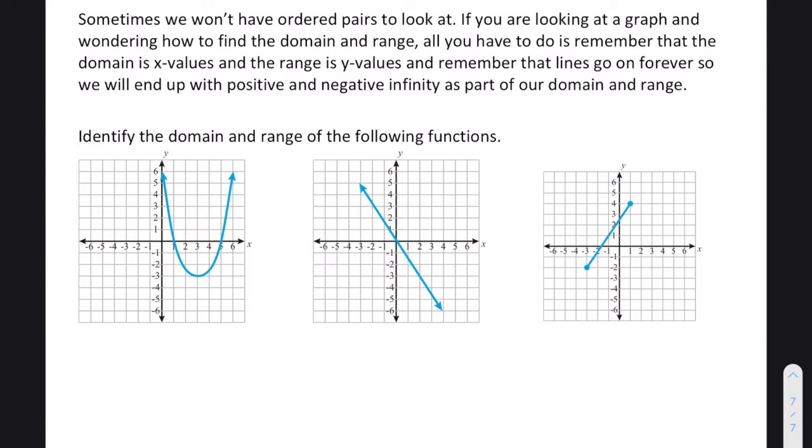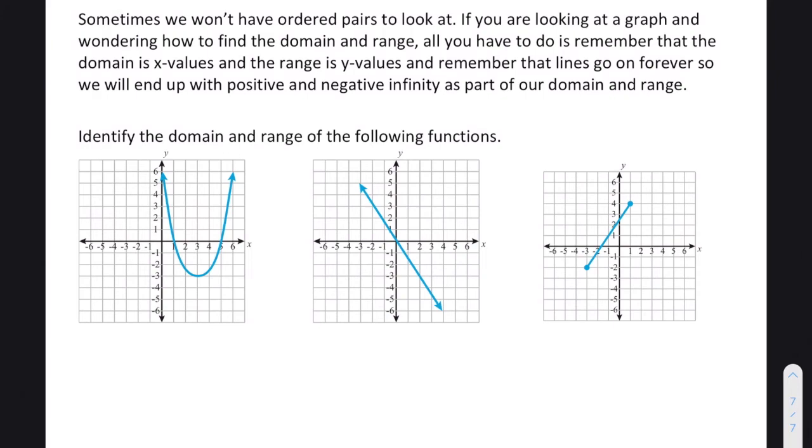Okay, so what I'm going to do is actually start with the one on the far right, because this one does not continue on forever. It's a segment that has a beginning and an end. So what we need to do is just identify the domain. So the domain is the x values that we have as part of our function.